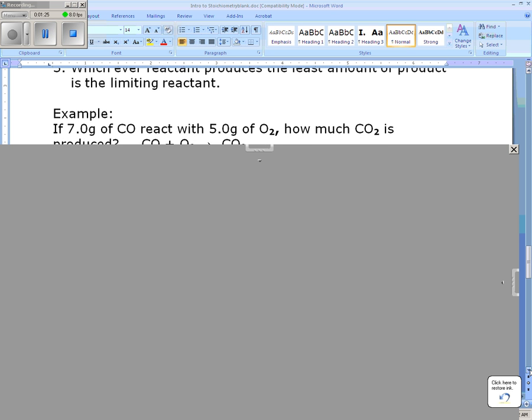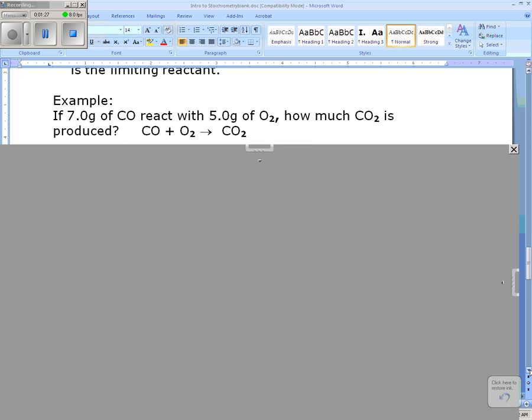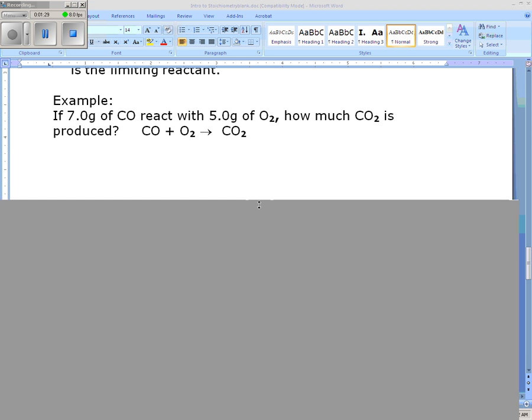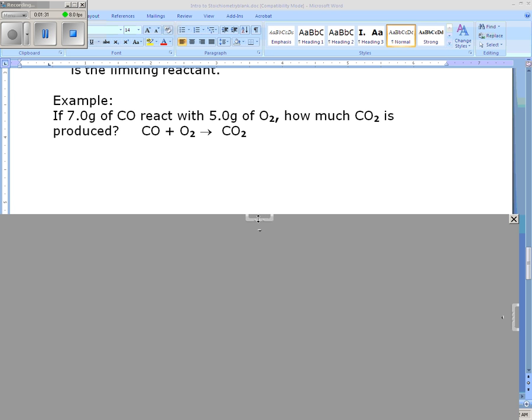Okay, so here's my example problem. It will come with an equation as well. First thing we want to do is balance that equation. And let's see, I need to put a 2 here and a 2 here. We'll go ahead and make our map. So 7 grams of CO and 5 grams of oxygen. Okay, and they want to know how much CO2 is produced. And we'll do that in grams.